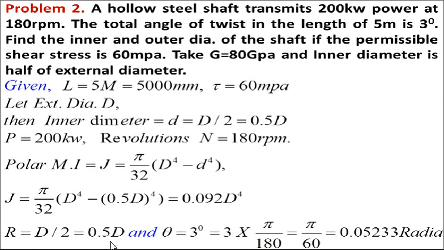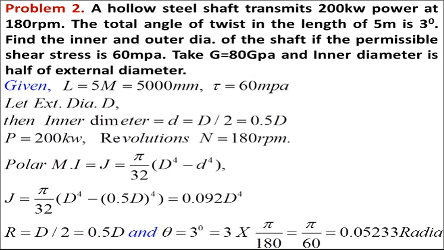R is equal to D by 2, D by 2 means 0.5 D, and theta is 3 degree. Okay, it is in degrees. Theta is 3 degree, convert it into radians. 3 into pi by 180, so 3 sixes are 18, it will be pi by 60, or 0.05233 radians. Okay, so we have calculated J, then R, then theta.